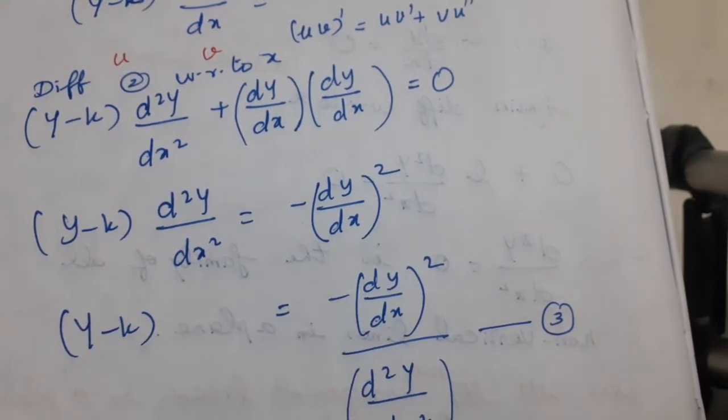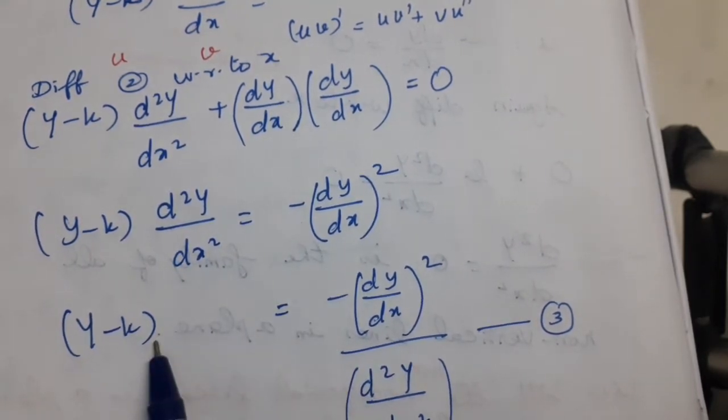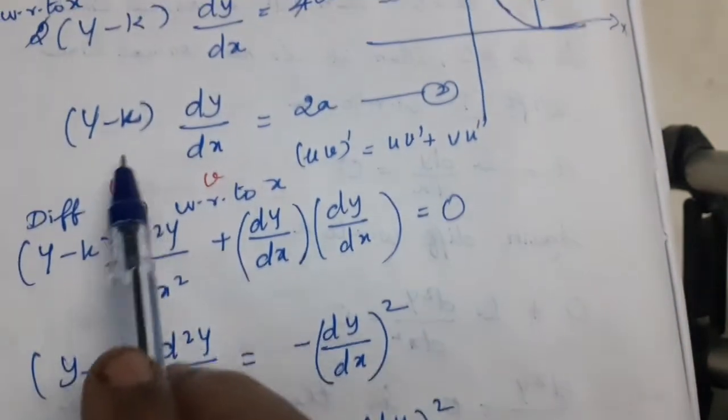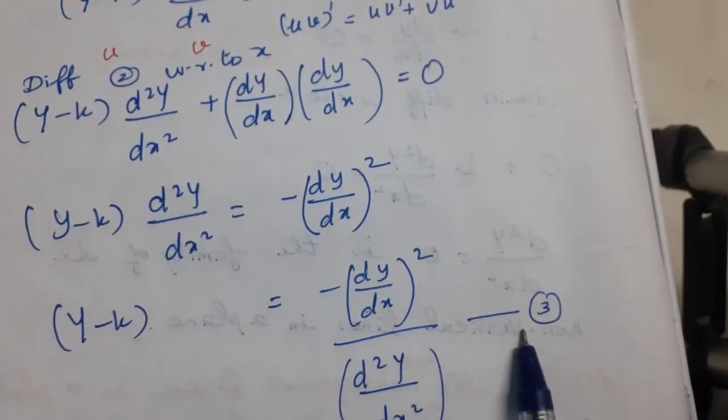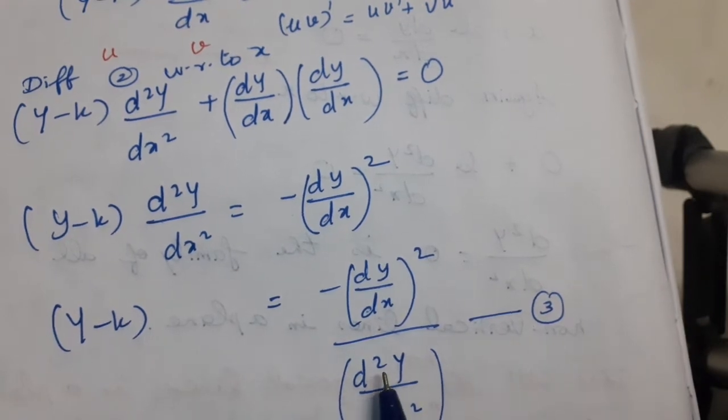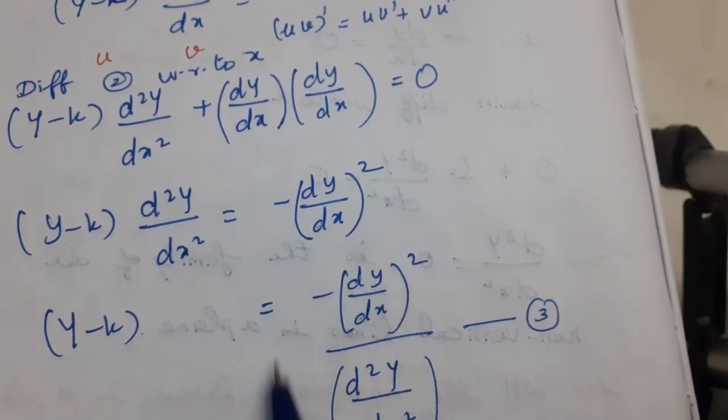What is this one? What is our value? So y minus k. Instead of y minus k, you substitute the value. The third equation is substituted in equation 2. So y minus k, what is our y minus k value?